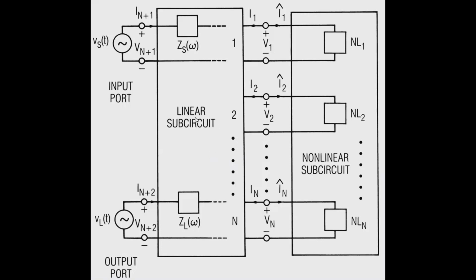We take the circuit and separate it into a linear subcircuit over here with all the linear stuff, resistors, capacitors, linear controlled sources, and all of that. And then over here on the right, we have the nonlinear subcircuit, which has all the diode junctions and diode capacitances and nonlinear controlled sources and all that stuff. Then at the interface, of course, we have voltages and currents.